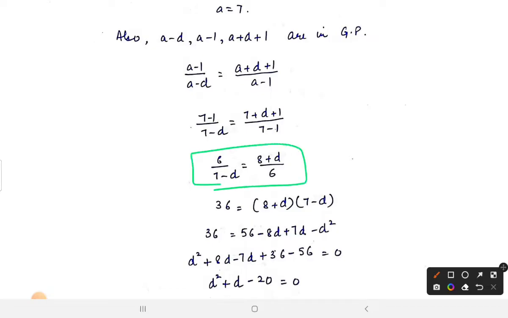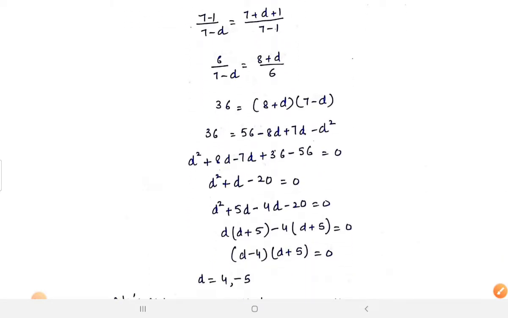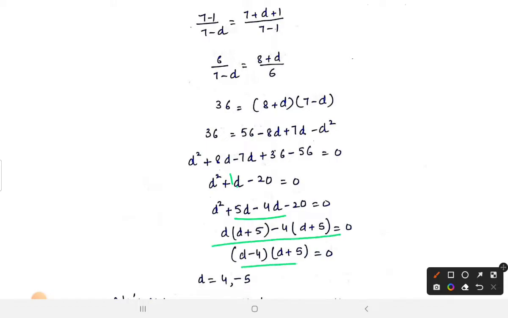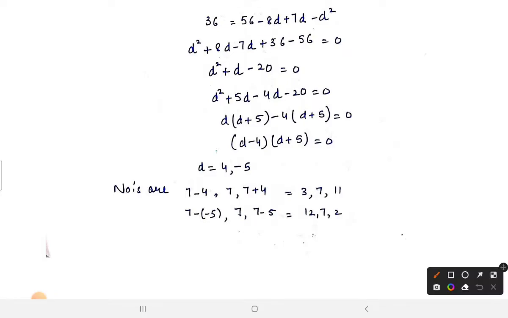Now cross multiply, you will get the equation D square plus D minus 20. On multiplying we get 20 and on addition or subtraction we get 1. So what are the numbers? Numbers are 4 and 5. Factorize and you will get D as 4 and minus 5. When D is 4, the numbers are 7 minus 4, 7 and 7 plus 4, so the numbers are 3, 7, 11. And when D is minus 5, the numbers are 7 minus minus 5, 7 and 7 minus 5. So 12, 7 and 2.